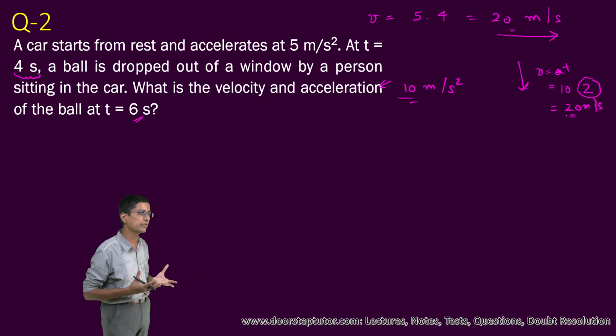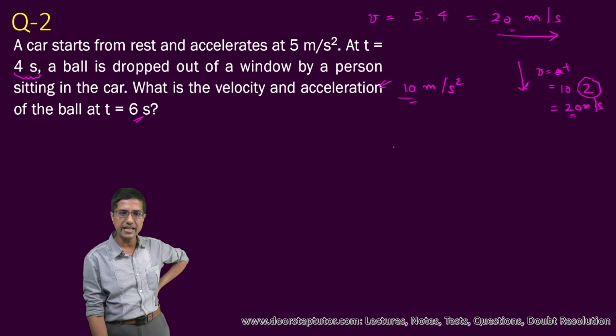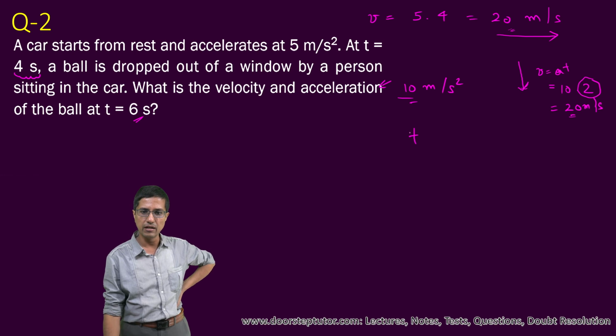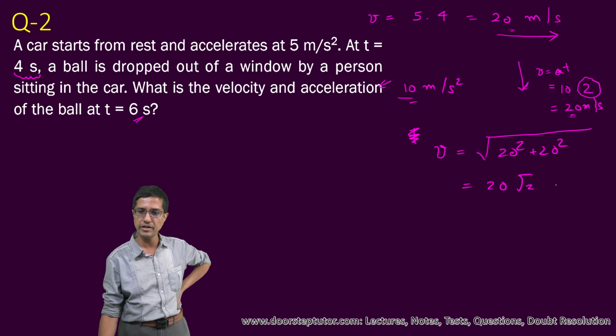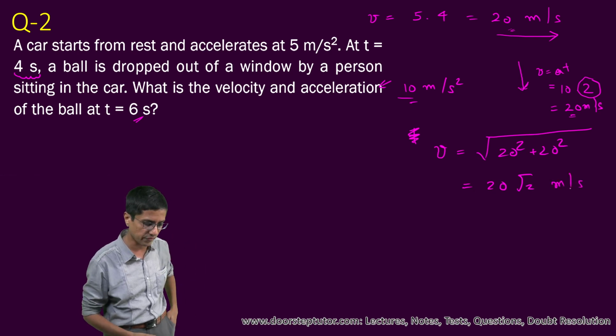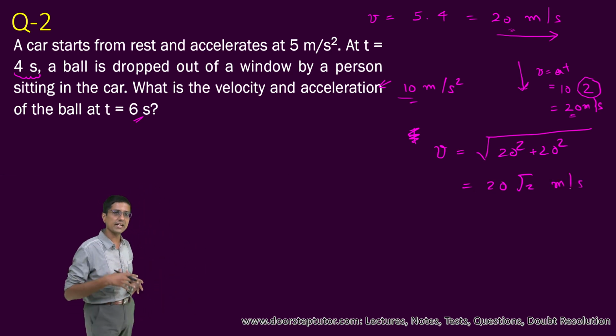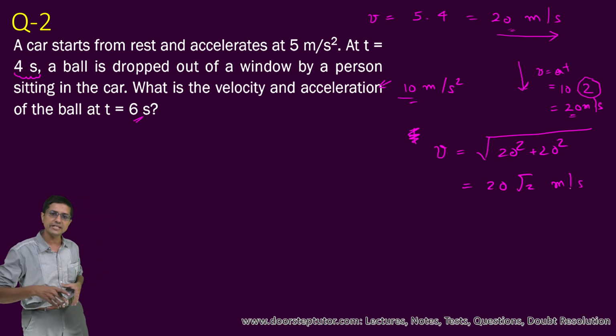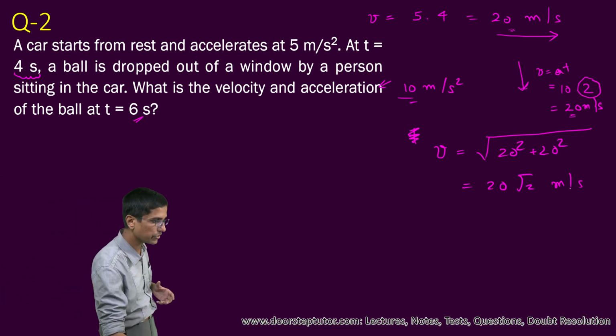Now if you use Pythagoras theorem, you can straight away say that your net velocity, we'll just say it is v, will be equal to under root of 20 square plus 20 square, and this of course comes out to be 20 root 2 meter per second, and that is our answer. So acceleration final at t equal to 6 seconds would be 10 meter per second square, and this would be the velocity 20 root 2.